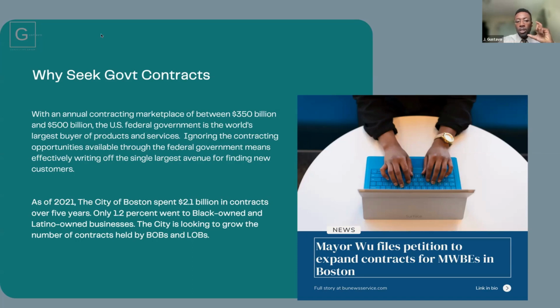So the city of Boston, between 2017 and 2021, spent $2.1 billion in contracts. Only 1.2% went to Black-owned and Latino-owned businesses. And in that group, you can also include women, right? Because women do comprise a large portion of those two ethnic groups. The city is looking to grow the number of contracts held by Black-owned as well as Latino-owned businesses.